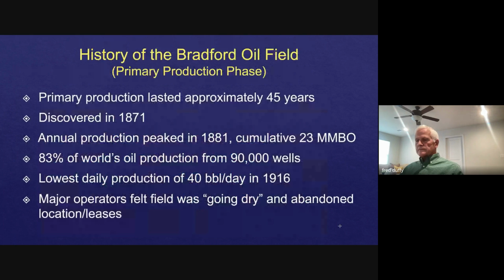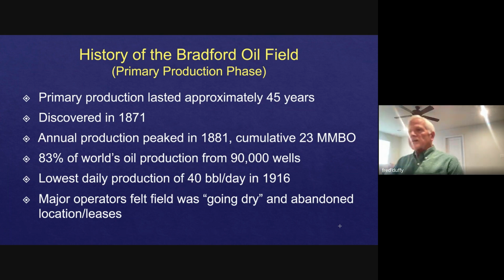Next slide. Yeah, talk a little bit about the history of the Bradford oil field. The first phase, the primary phase, lasted 45 years. The field was discovered in 1871. Ten years later, it had peak annual production. In those 10 years, it produced about 23 million barrels of oil. So at this time, it was a far cry from being a giant oil field.